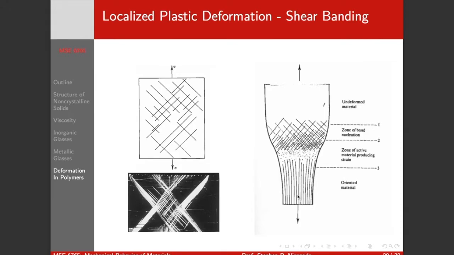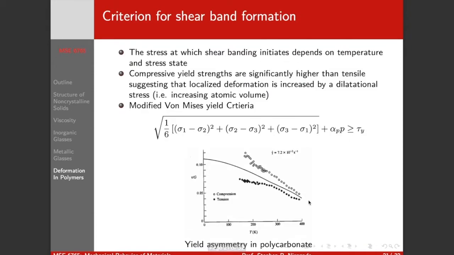Then in the neck you have this oriented material where you're pulling directly against the carbon-carbon covalent bonds of the backbone. So not much is happening here. All the interesting things are happening between this region of shear band nucleation in this zone of producing strain, the region where you start to go from the undeformed state into this highly oriented material state. Okay? So the stress at which these shear bands are going to initiate depends on the temperature and the stress state.